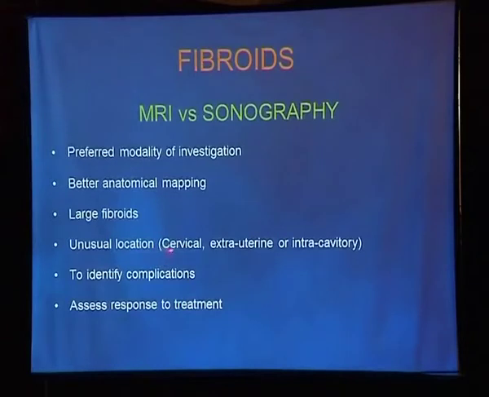And unusual locations like a cervical fibroid or an extrauterine fibroid or an intracavitary fibroid, definitely MRI would score over them. And whenever you have a complication in a fibroid, MR would definitely show you whether there's a degeneration in a fibroid, if there is a bleed inside a fibroid. All this can be picked up and documented on an MRI.